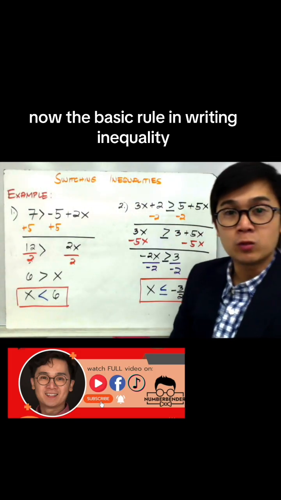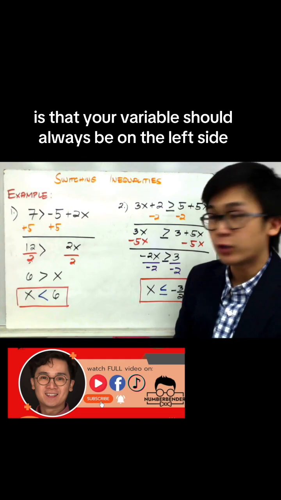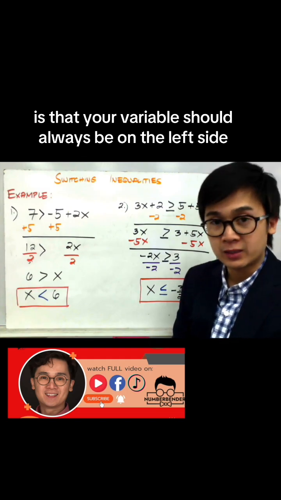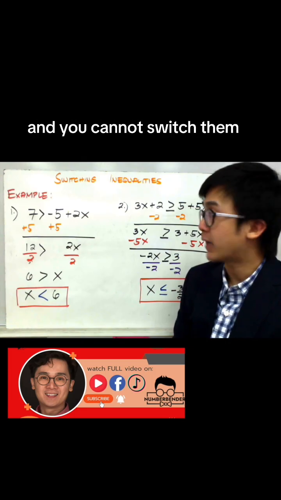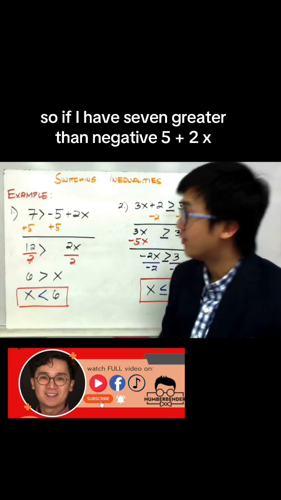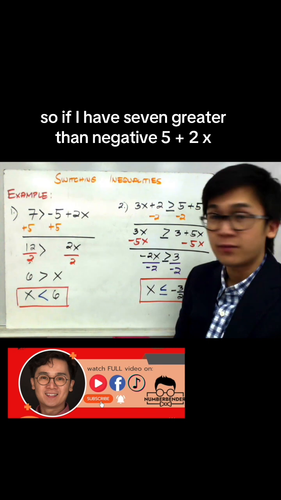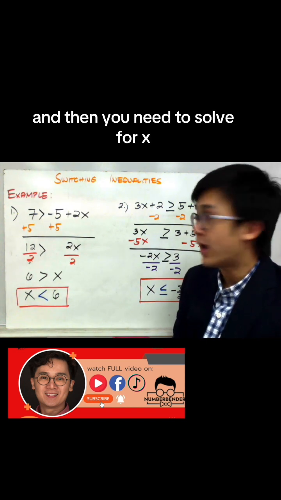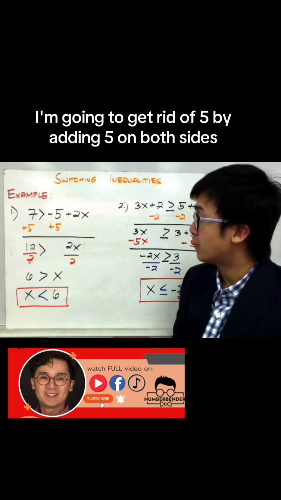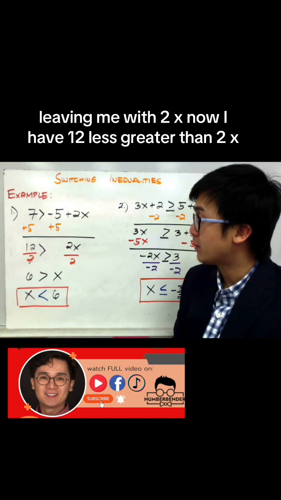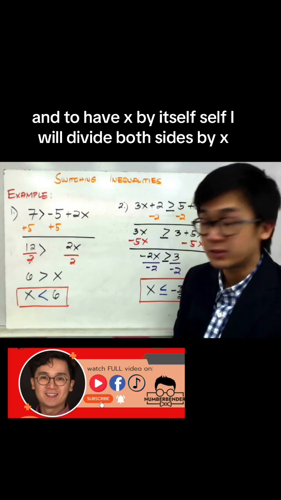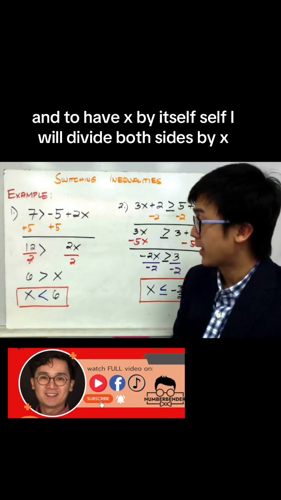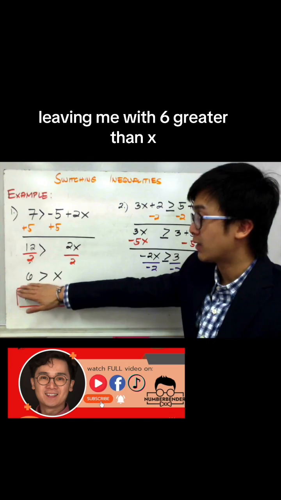Now, the basic rule in writing inequalities is that your variable should always be on the left side and your numerical value should always be on the right side, and you cannot switch them. So if I have 7 greater than negative 5 plus 2x and I need to solve for x, I'm going to get rid of negative 5 by adding 5 on both sides, leaving me with 2x. Now, I have 12 greater than 2x, and to have x by itself, I will divide both sides by 2, leaving me with 6 greater than x.